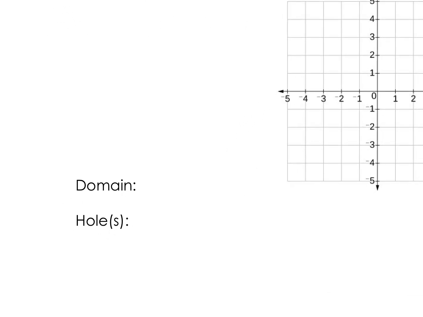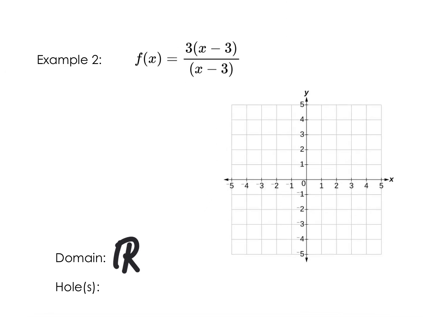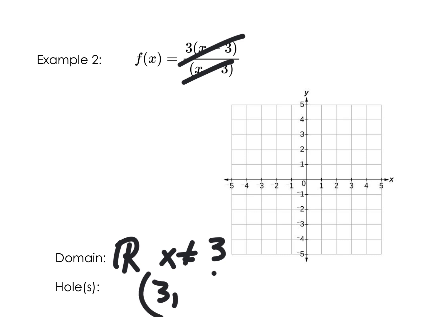Today's mostly just about the domain and the holes. So for the domain, always just start with all reals, and then x cannot be, and then what can't x be? 3. Because, look, there's a hole. It's the kind that cancels, so there's a hole there. At 3 comma something.